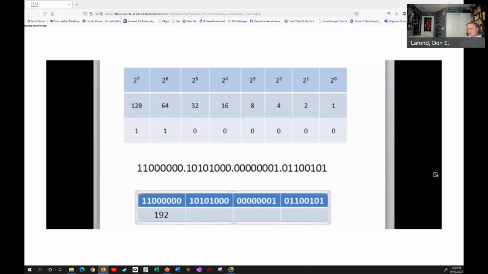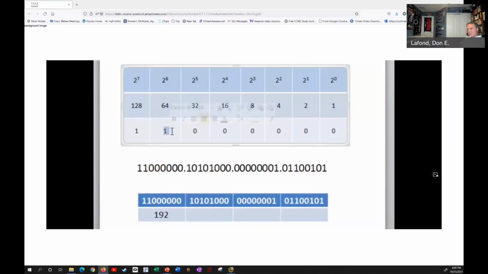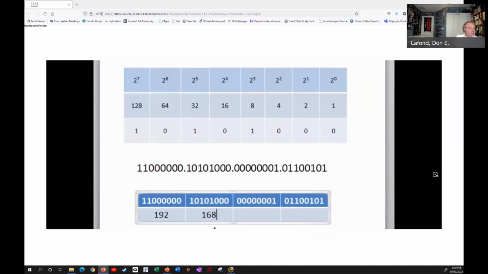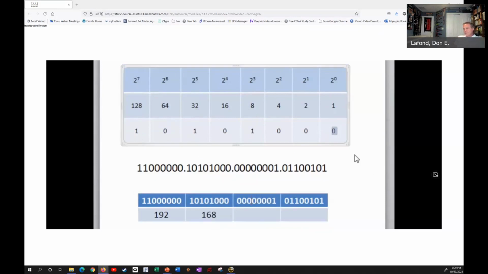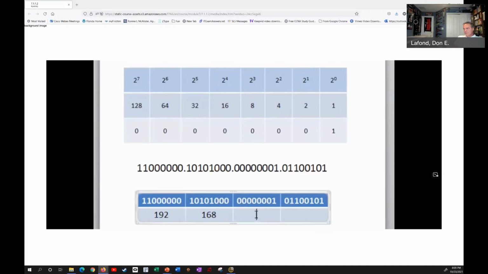Now, the next octet has 1, 0, 1, 0, 1, 0, 0, 0. Let's do that one. 1, 0, 1, 0, 1, and then all zeros. If we count up the numbers, 128 plus 32 is 160, plus 8 is 168. The next octet is all zeros with a 1 in the last place, in the ones place. This is easy. This is the number 1. All zeros and a 1 in the ones place makes the number 1.